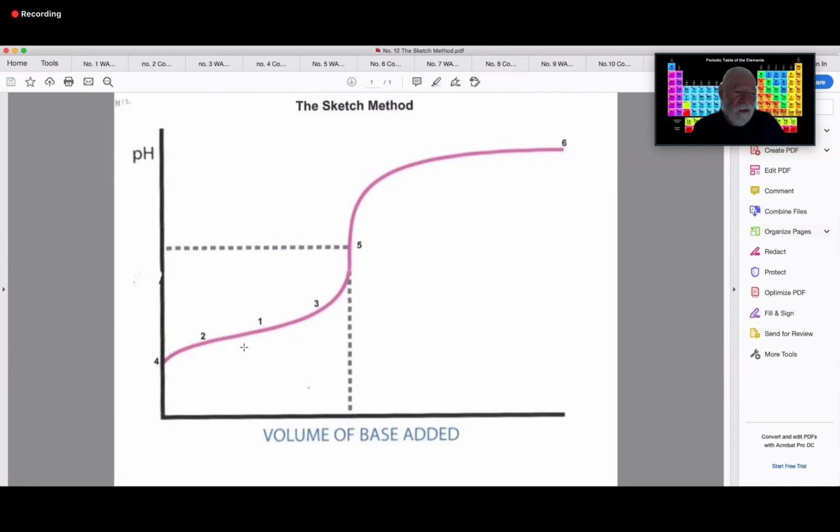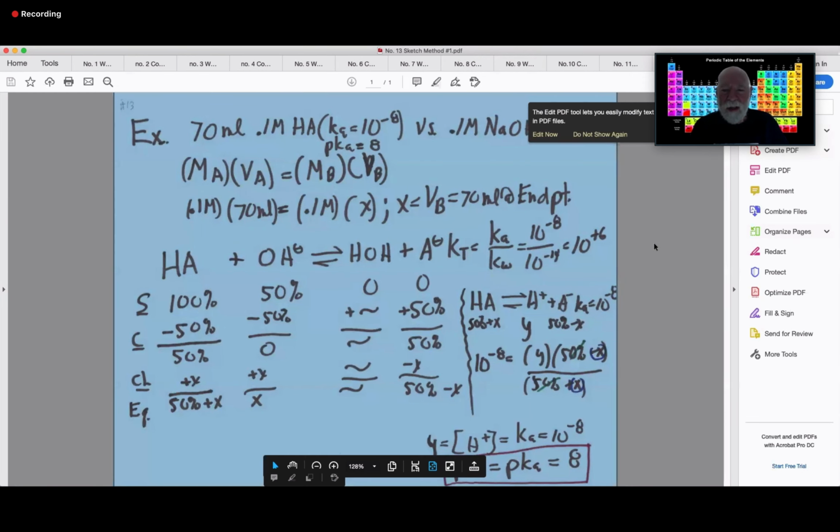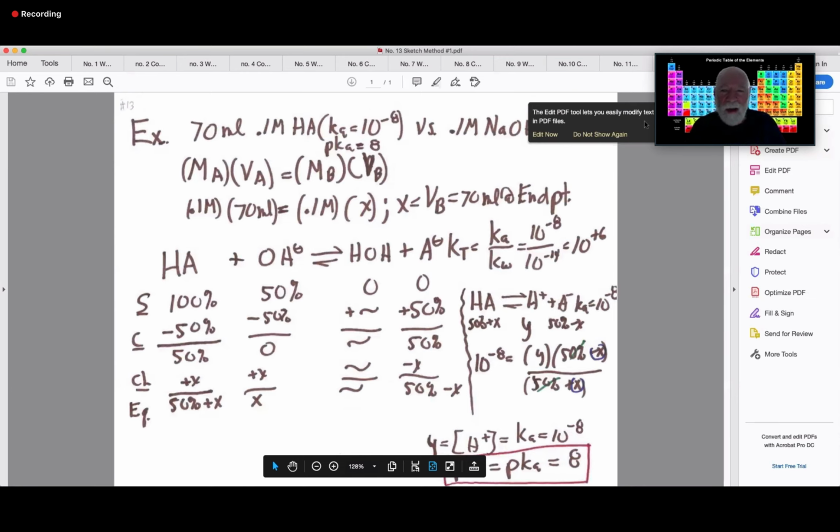Now, point 4, the start, you're going to have to work a little harder to get that one. Point 5, the endpoint, is going to be the hardest one of all. And then point 6, double the endpoint, is going to take a little time also. But 1, 2, and 3 are going to be really easy in the sketch method. 4, 5, and 6 take a little bit longer, but not too bad. So I'm now going to take you through the sketch method of getting the shape of a weak acid titration curve.